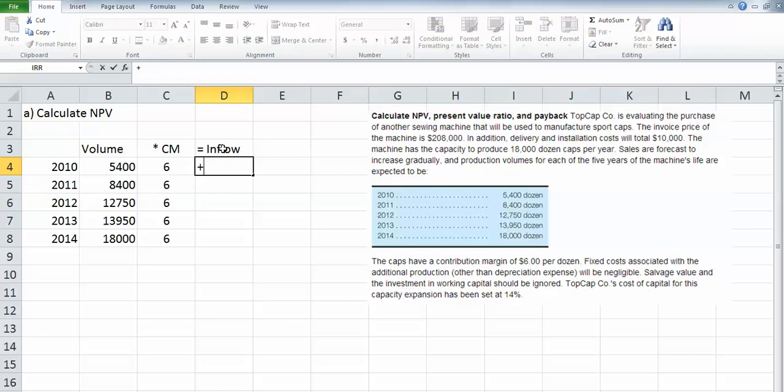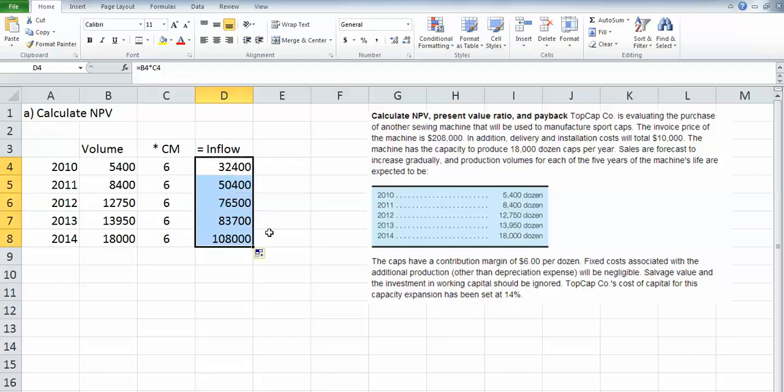So we'll take the 5,400 times the $6 contribution margin. What happened? Try that again. 5,400 multiplied by the $6. And now I can just copy that formula down. If I grab this bottom corner and get to that little cross. So here's my cash inflows for each year now.